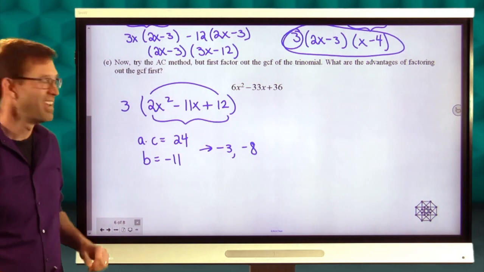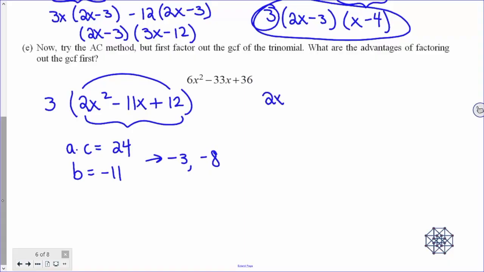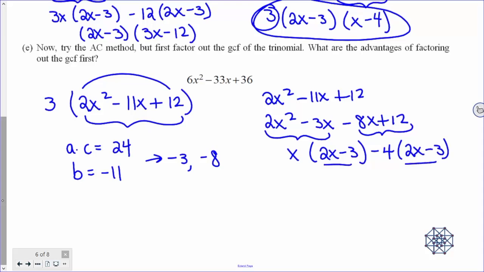I said positive 11. All right, so now I'm going to take those, and I'm going to take this 2x squared minus 11x plus 12, and I'm going to break it into 2x squared minus 3x minus 8x plus 12. All right, from here I can factor out an x, and I'll be left with a 2x minus 3. From here I can factor out a negative 4, which will leave me with a positive 2x minus 3. There's that 2x minus 3. So that will leave me now with x minus 4 times 2x minus 3.